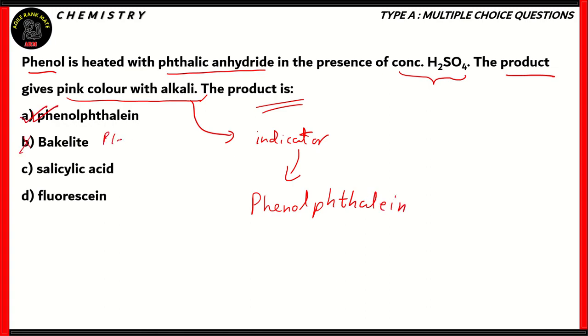Option B, bakelite, is a plastic. Salicylic acid is a carboxylic acid, and fluorescein is a pigment, but it is not made in the presence of phenol and phthalic anhydride. Again, if you look at phenolphthalein, it's got the components phenol and phthal. So that also gives it away. So option A, phenolphthalein, is the right answer. It's an indicator that we use to find out whether the given substance is a base or not. If it gives pink color with alkali, therefore it can be used as an indicator. It's a synthetic indicator.